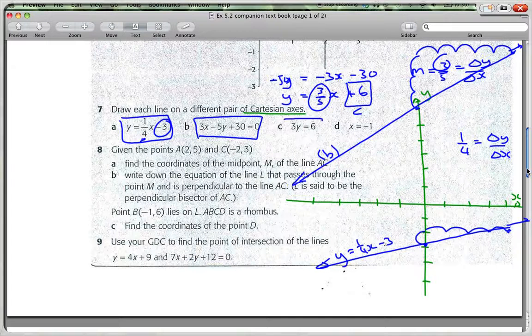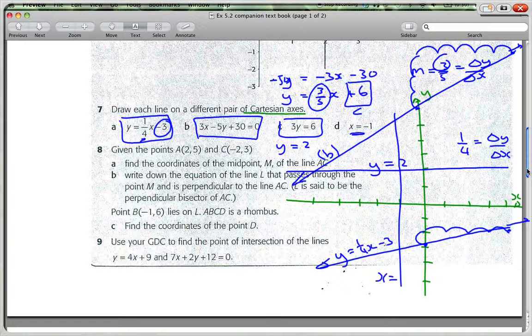For this one over here, I'll again put in my y is equal to mx plus c. I'll divide through by 3, so I'm going to get y is equal to 2. So that is going to be going through 2. It's going to be like that. y is equal to 2. And x is equal to minus 1. This would be like that. x is equal to minus 1. Like that. Okay.